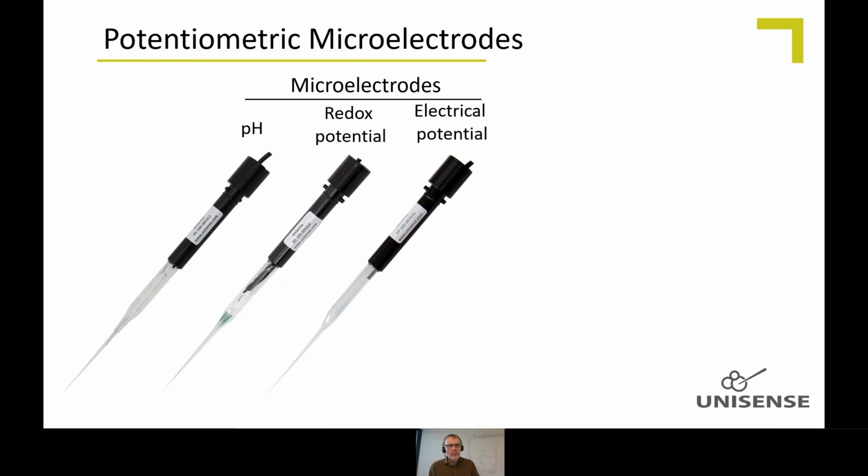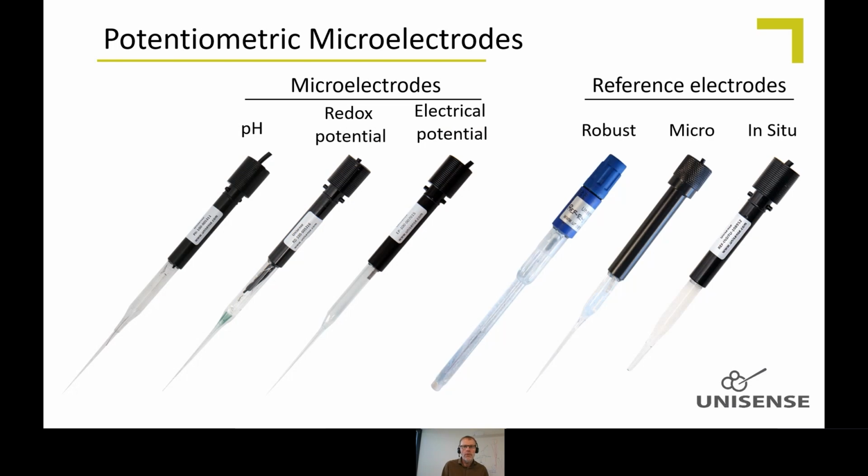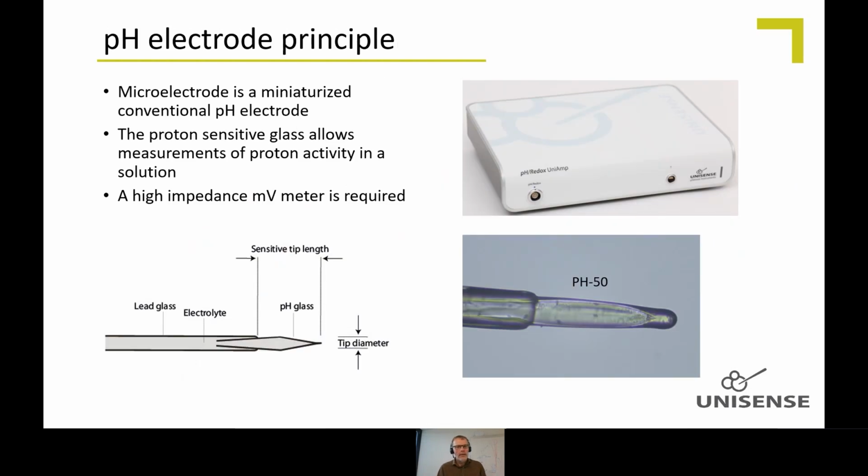So the potentiometric microelectrodes, well, we have three of them: pH, redox, and electric potential. All of these require an external reference electrode. It can be the robust one for lab use, the micro for lab use, or the in situ one, in situ use, of course. The pH electrode is very similar to other conventional pH electrodes you have in the lab. It's just smaller. It's made from a piece of pH sensitive glass that is melted onto a lead glass shaft and then filled with an electrolyte inside. The lead glass is very highly electrically insulating, so you can measure the potential of the pH glass.